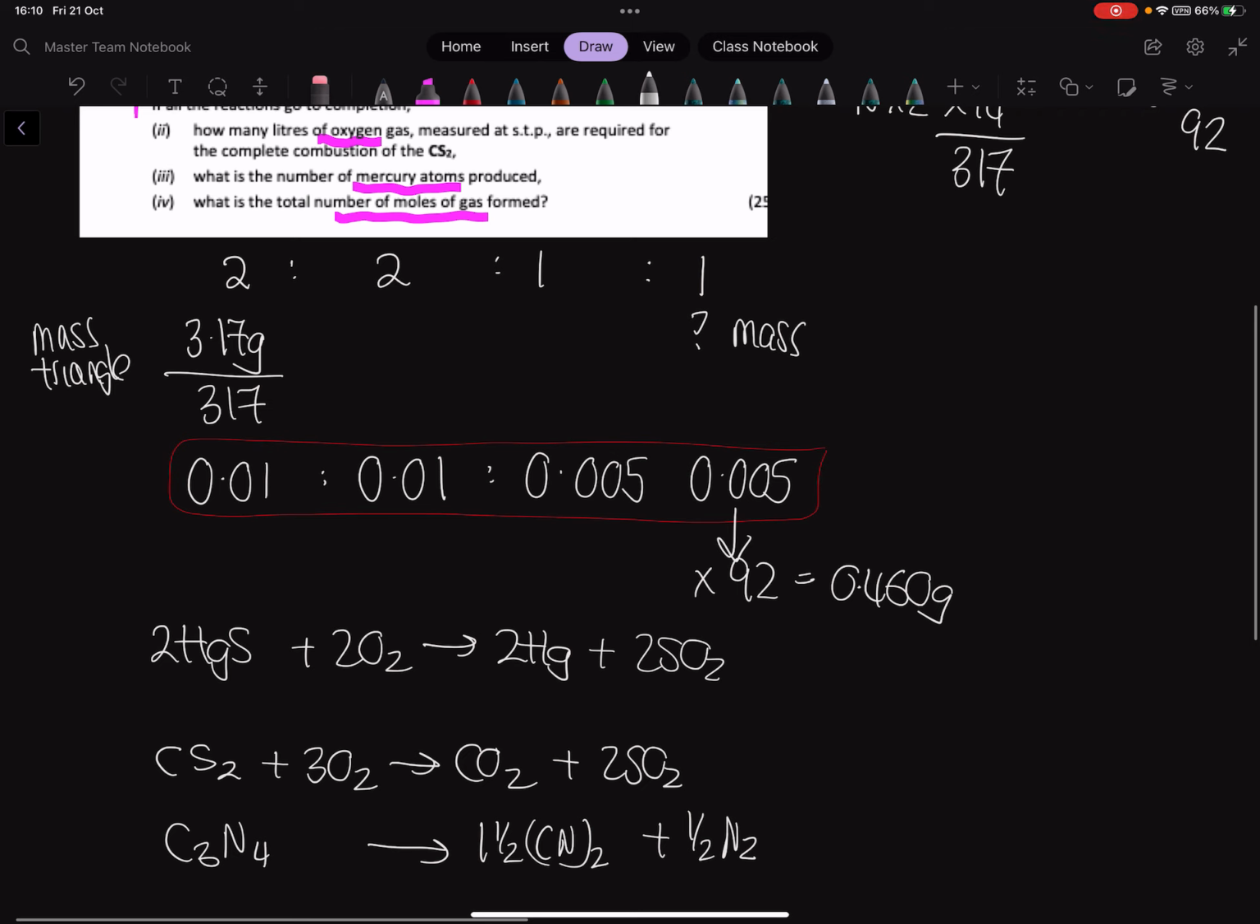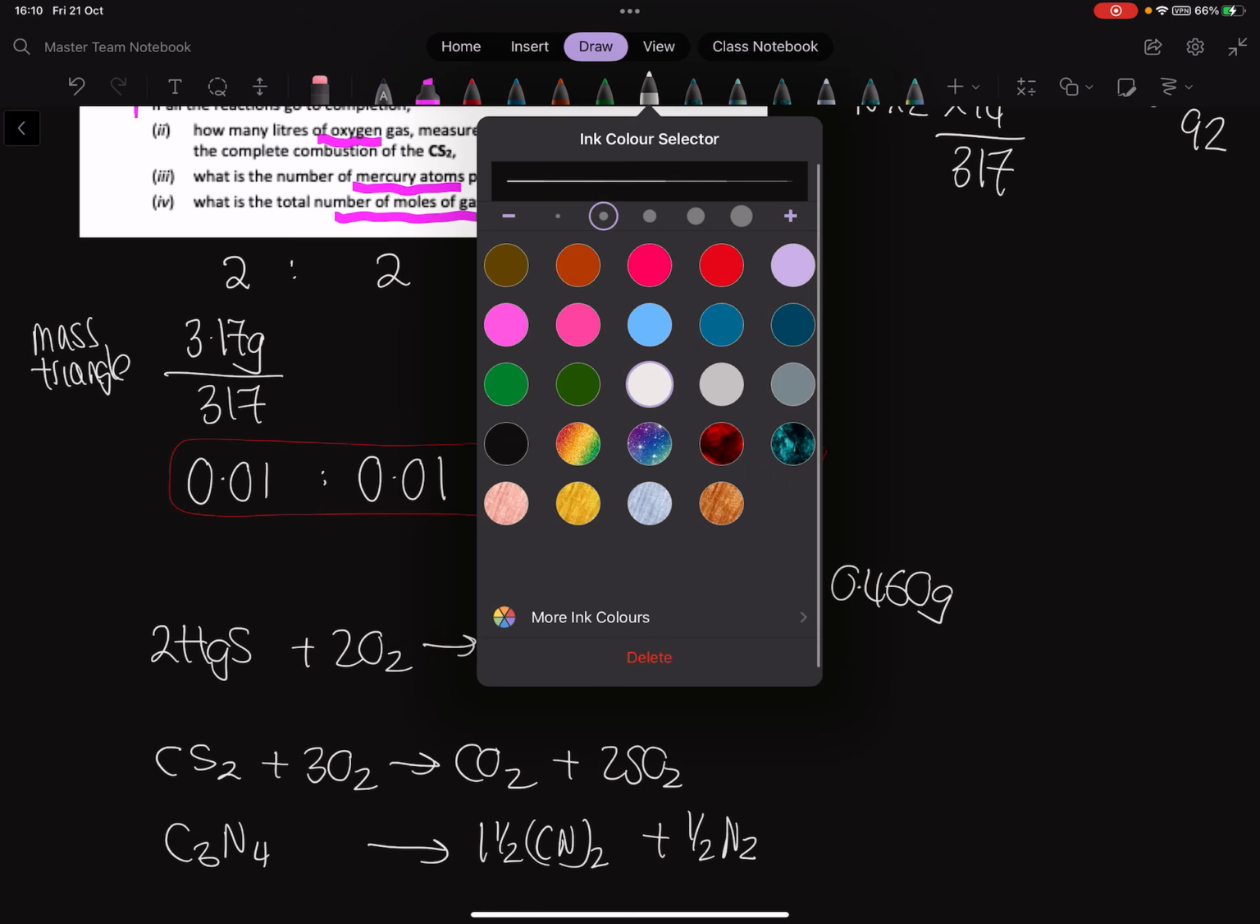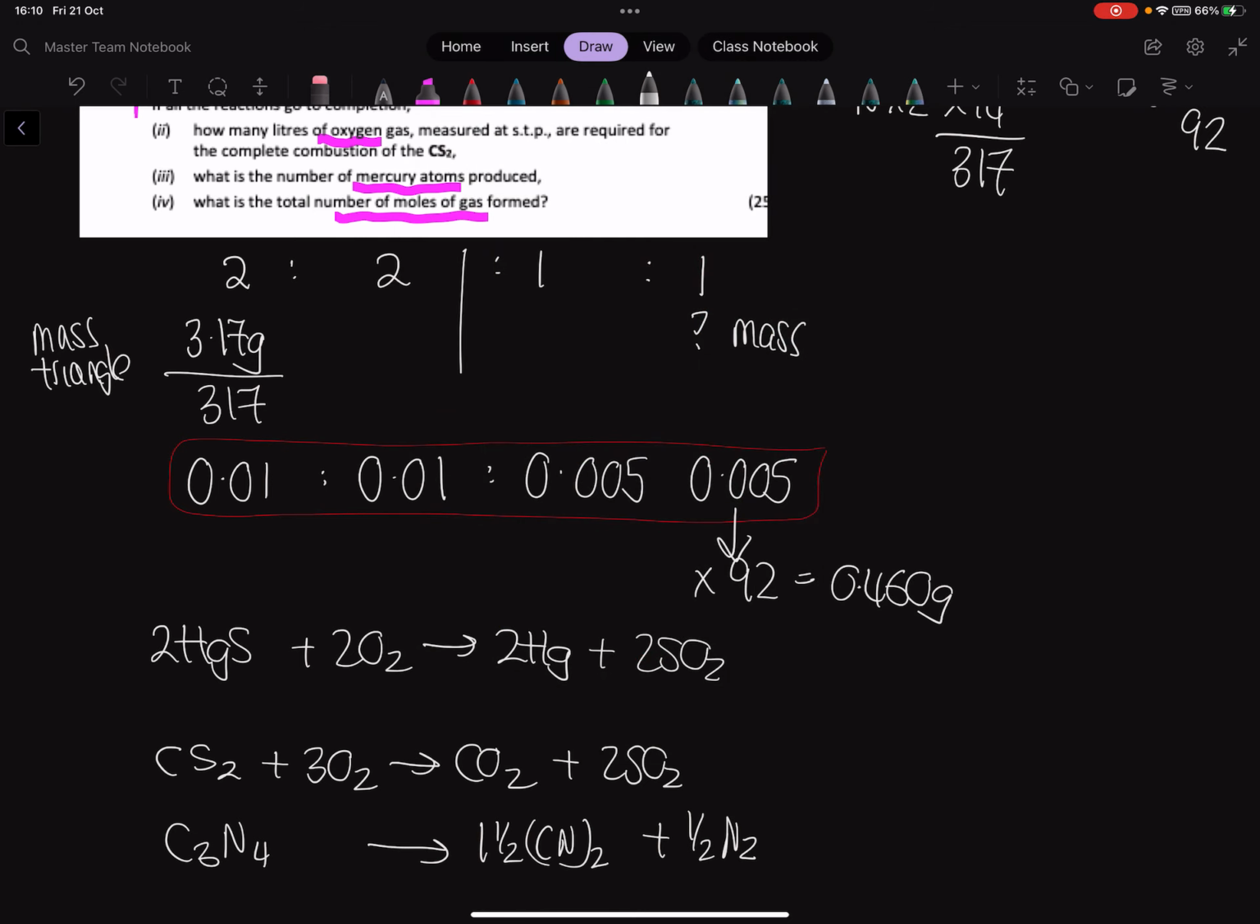We are now going to match our red box moles to the right parts of our equation. The first thing that we're going to look at is the HgS, and this is it. So we now know that this is worth 0.01 moles. This is also 2 equivalents, 0.01 moles. This is also 2 equivalents.